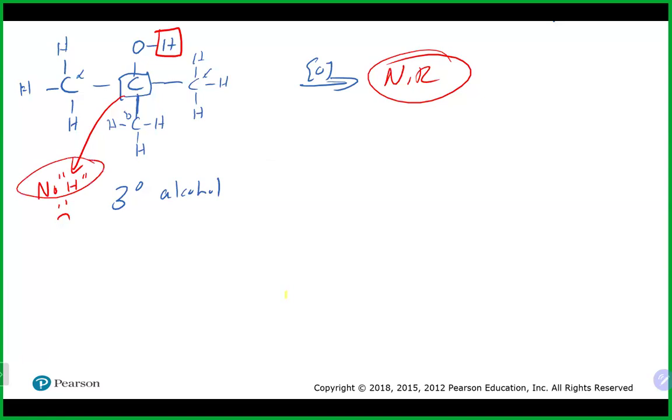So primary alcohol, if you oxidize it, you get an aldehyde. Secondary alcohol, if you oxidize it, you get a ketone. Tertiary alcohol is the trick question. You get nothing. You get no reaction because it will not go through an oxidation. Again, because it's missing that second hydrogen. Any questions on that there?